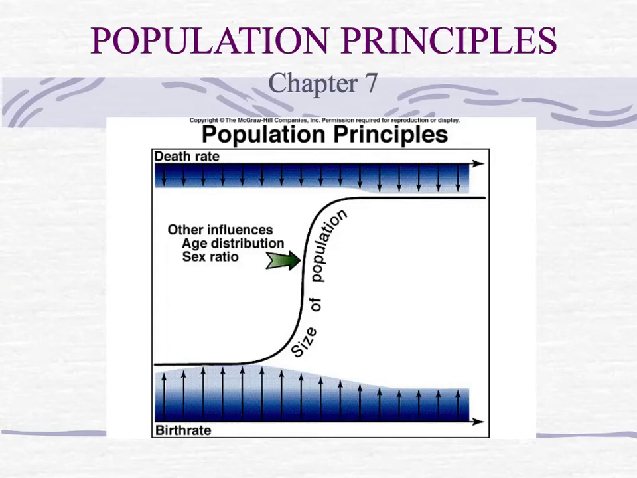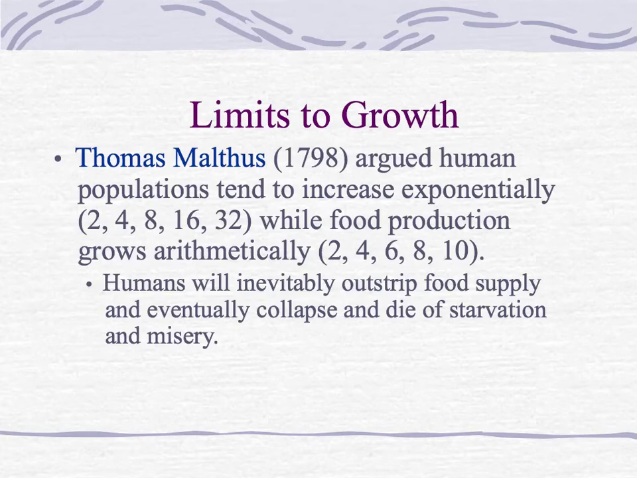This video lecture is on population principles, so how we speak about populations, Chapter 7 for AP Environmental Science. Thomas Malthus argued that human populations tend to increase exponentially, but food production grows arithmetically.